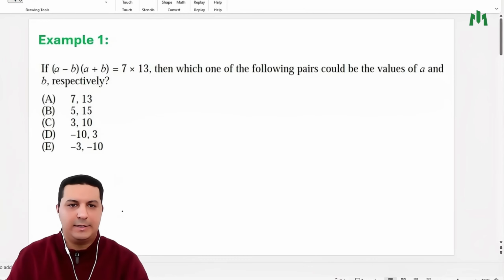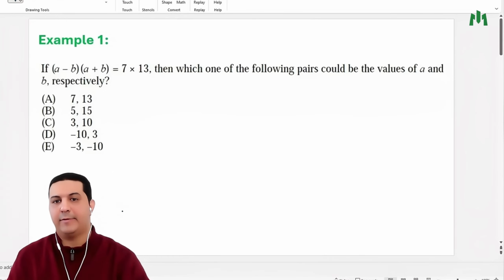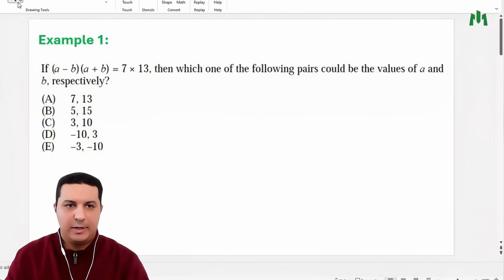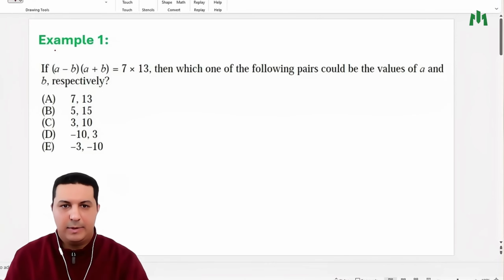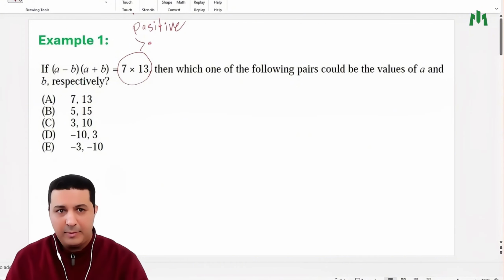Okay, so this is the example that we are going to solve. If the multiple of a minus b and a plus b equals 7 multiplied by 13, then which one of the following pairs could be the values of a and b? Something is very clear: the multiple of 7 and 13 is positive. It is a positive number, or integer, but we have three different ways to understand.